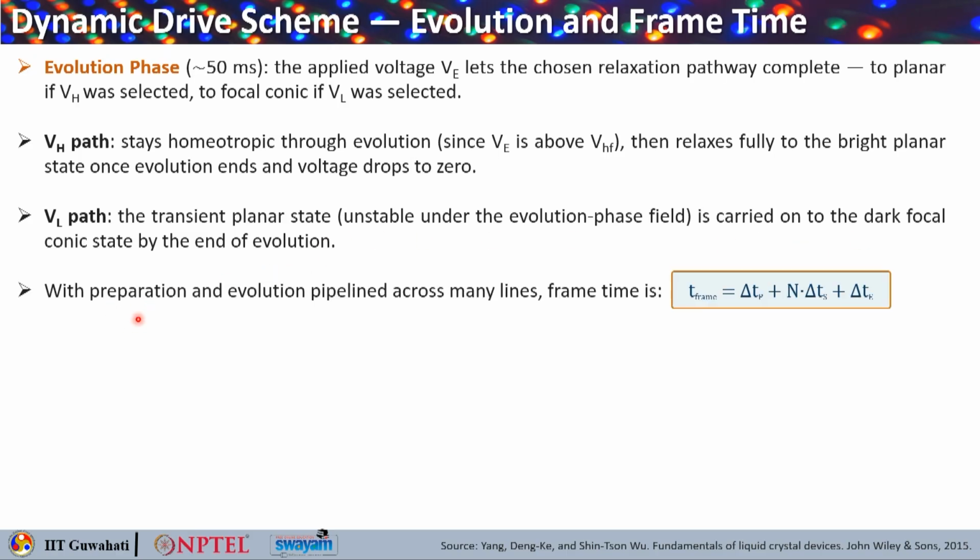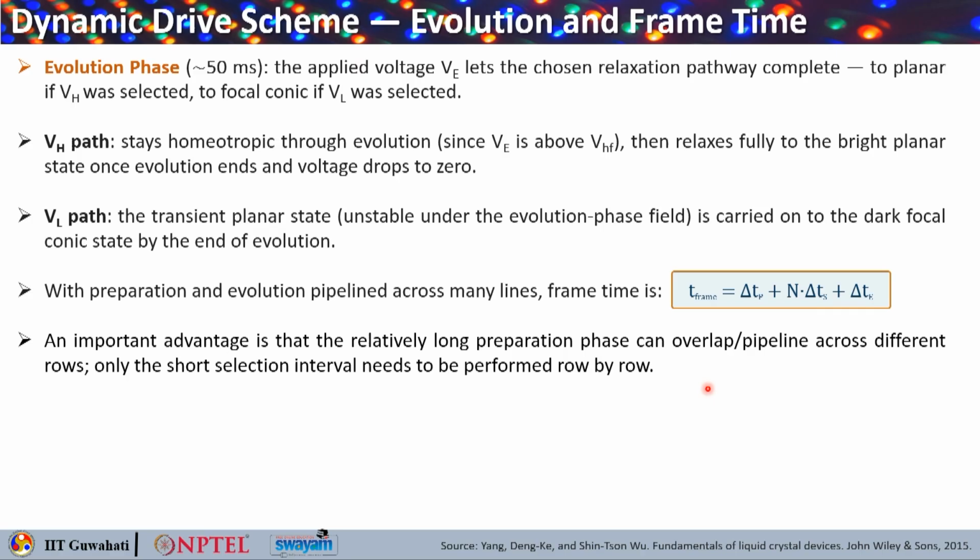So with preparation and evolution pipelined across many lines, the frame time can be obtained as T frame equals delta Tp plus n, where n is the number of rows, times delta Ts plus delta Te. Okay, so this is the selection, this is the evolution, and this is the preparation time.